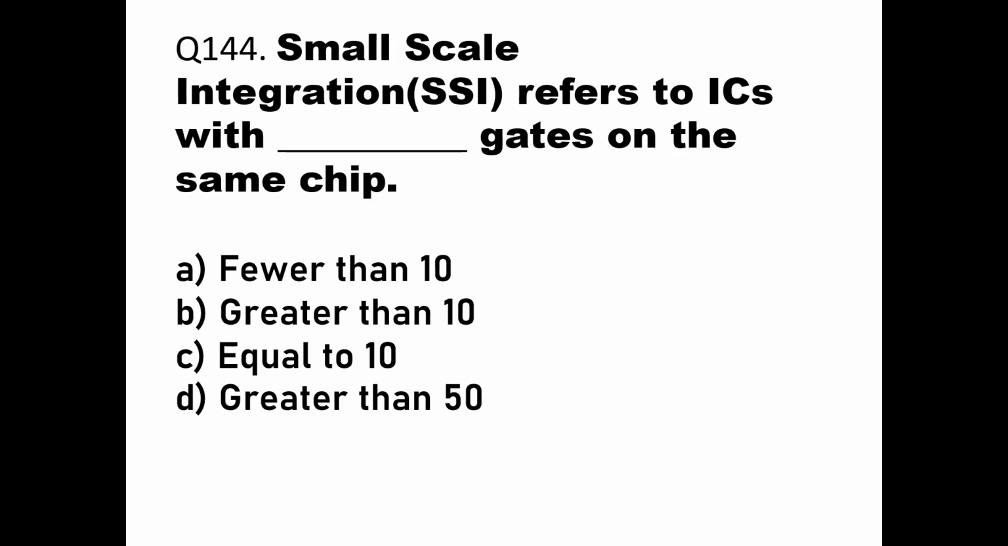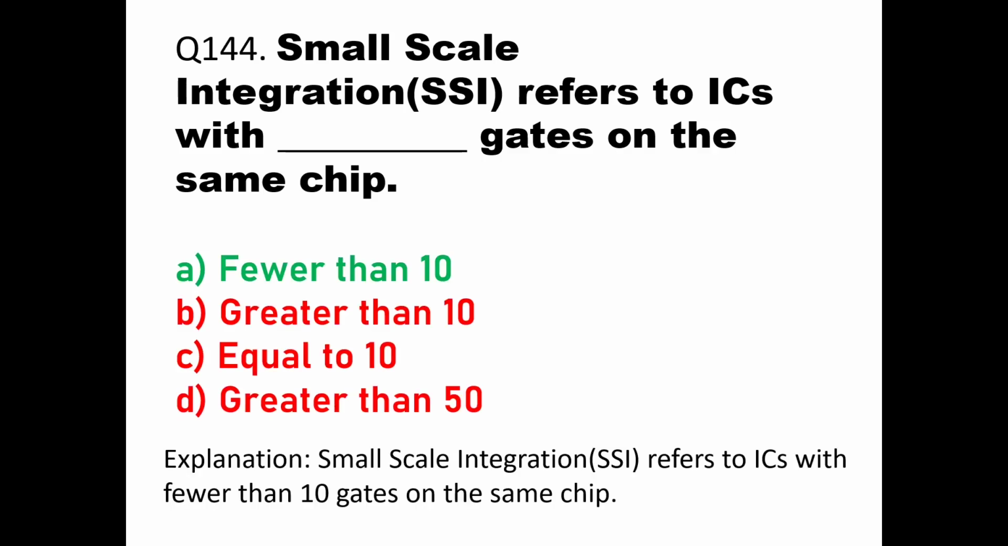Small scale integration, SSI, refers to IC with dash gates on the same chip. Okay, so as I've told you, small scale integration will have from 1 to 10. So it is fewer than 10. So option A will be correct, less than 10. Okay, so small scale integration will have less than 10, that is 1 to 10. And medium scale will have 11 to 100. Large scale will have 101 to 1000. And very large scale will have above 1000. This is the basic range you have to remember to answer these questions on integration.